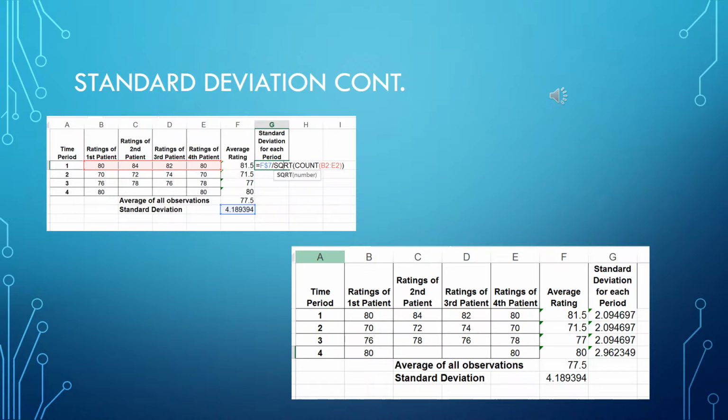So next we are going to calculate the standard deviation of each individual period, and in order to do that we are going to write the formula equals F $7, which is the standard deviation of the entire data set, divided by the square root of count B2 by E2. And we'll do this for each individual column going down.